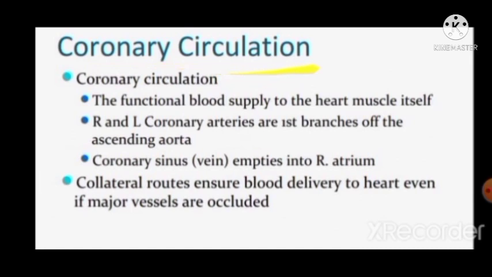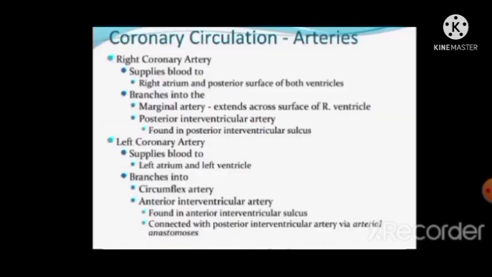Coronary circulation. Coronary circulation is the functional blood supply to the heart muscle itself, which requires oxygen for the functioning of the heart, for contraction and relaxation of the heart. Left and right coronary arteries are the first branches of the ascending aorta. Coronary sinuses empty into the right atrium, carrying deoxygenated blood that goes to the right ventricle, and from there to the lungs for oxygenation. Collateral routes ensure blood delivery to the heart even if major vessels are occluded.